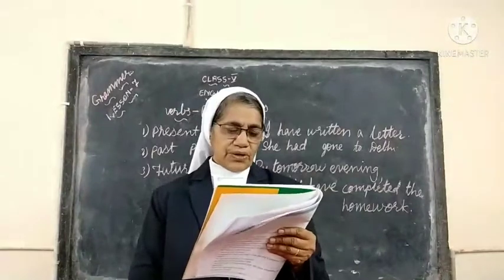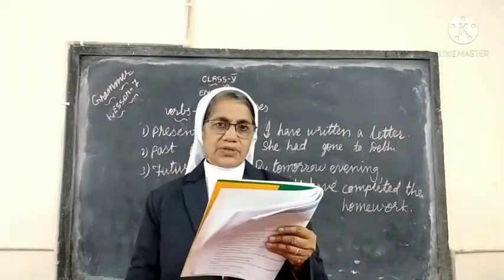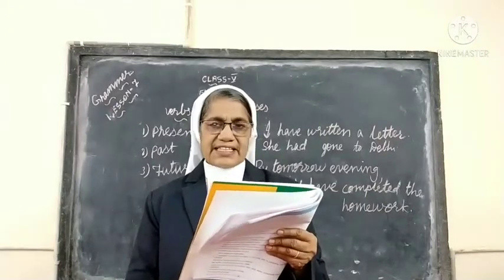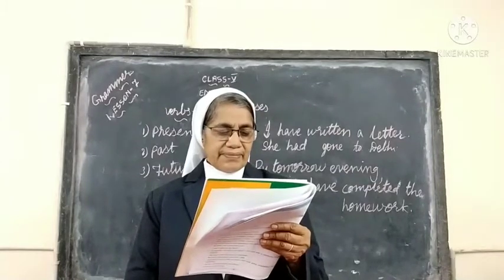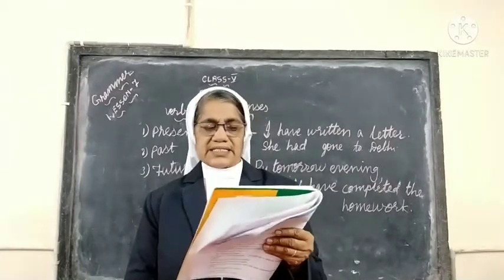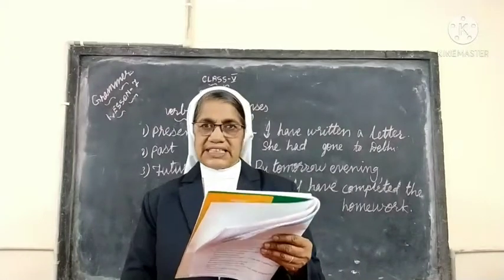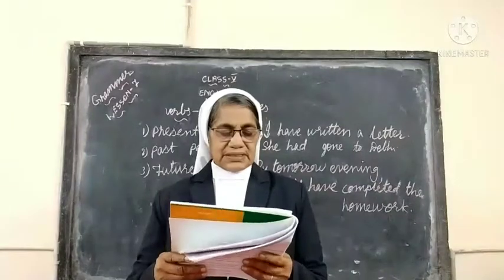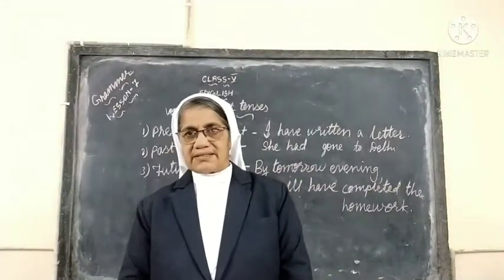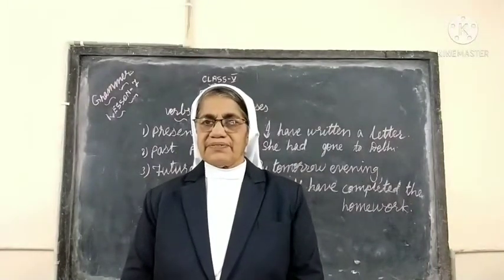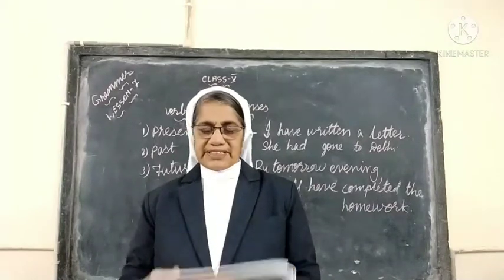By this time tomorrow, I shall have finished the work. By 6:30 p.m., the sun will have set. So, these are perfect tenses: present perfect tense, past perfect tense and future perfect tense.